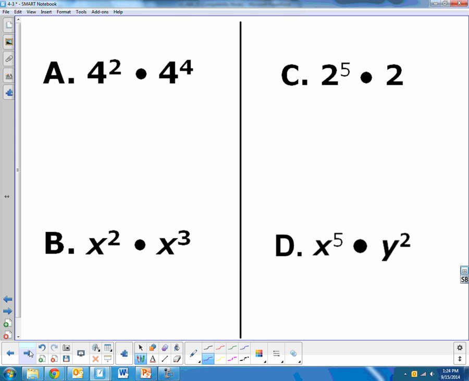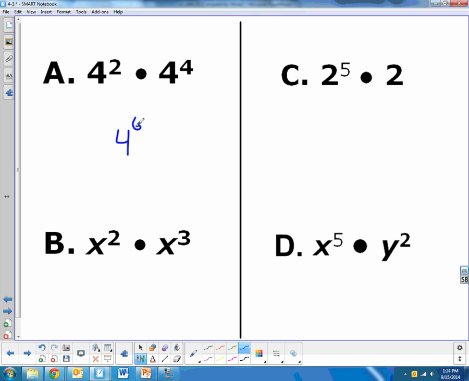Okay, give these 4 a try, and we'll see what you come up with. I assume you paused it and tried it on your own. For that first one, same idea. We've got 4 to the 2nd times 4 to the 4th. Big number stays the same. The base stays the same. I add those exponents together, 4 to the 6th.